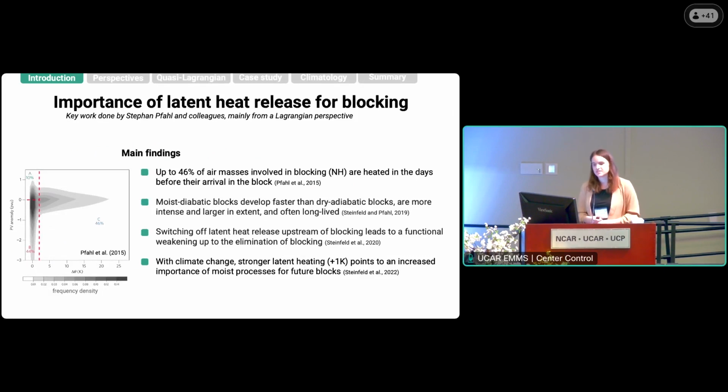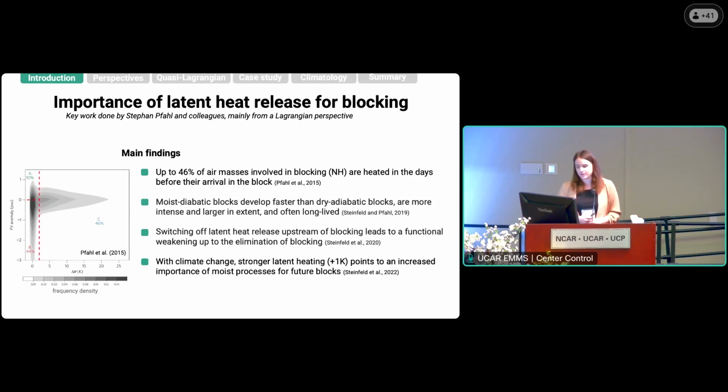And you can see that in this schematic on the left-hand side, where you can see on the y-axis the PV anomaly strength, and on the x-axis the heating strength. And the shading shows you the frequency density. So they came up with different subcategories, and one of them that includes the diabatic heating showed that 46% of the trajectories were heated before they arrived in the blocking region. And this is shown for 3 days, but if we include even more days, then the amount of trajectories that are heated goes even further up.